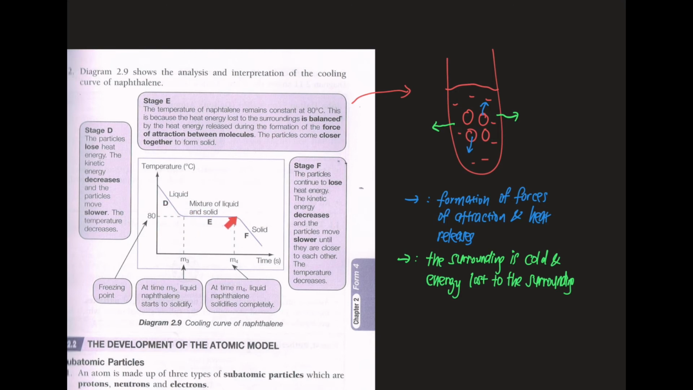Okay, so now finish the freezing. Now it becomes solid at this point. At time M4, liquid naphthalene solidifies completely. Then it continues to drop in temperature. So you can see stage F. The particles continue to lose heat energy. The kinetic energy decreases, and the particles move slower until they are closer to each other. The temperature decreases. So always remember, kinetic energy is directly related to temperature. If kinetic energy goes down, then temperature goes down. Okay, so finish already, 2.1.